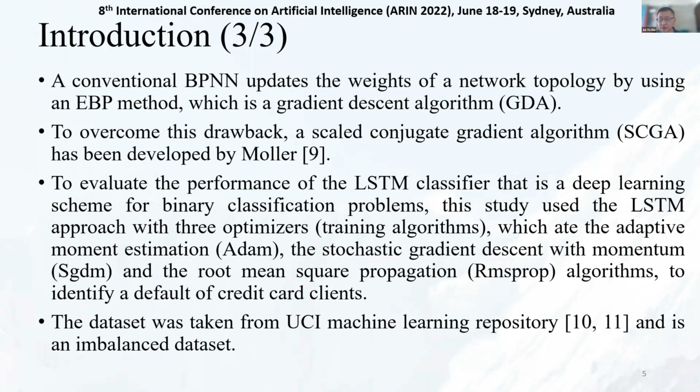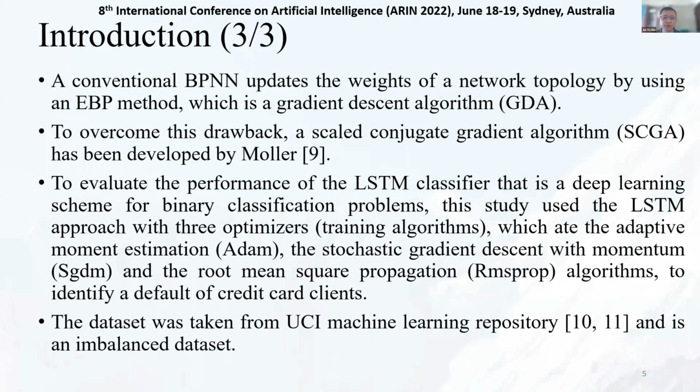A standard BPN updates the weights of the network topology by using the EBP methods, which is GDA. The GDA uses a local optima method, so it is easily trapped in local optima. To overcome this drawback, an SCGA algorithm has been developed.